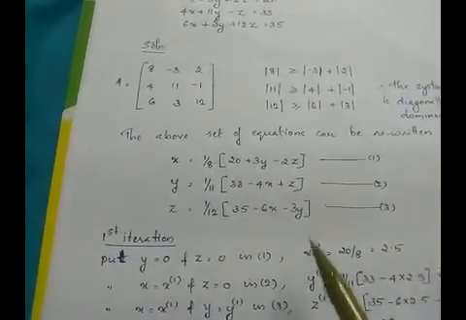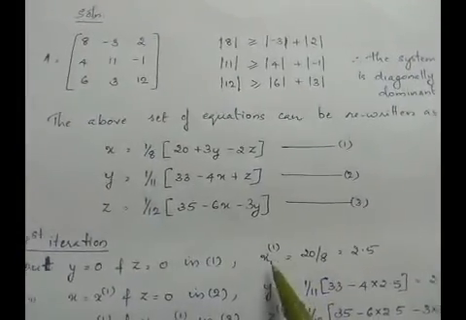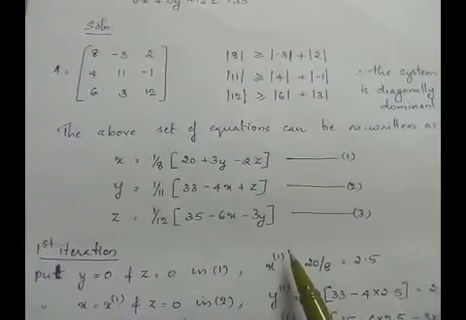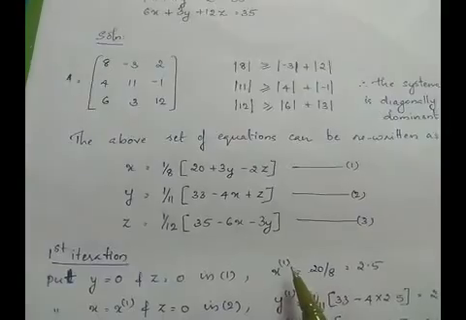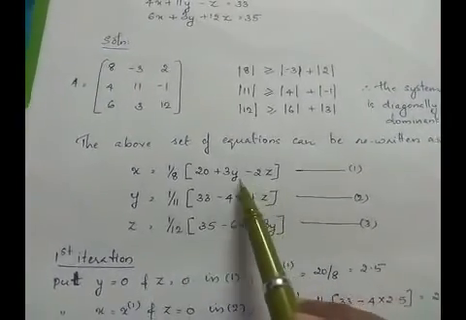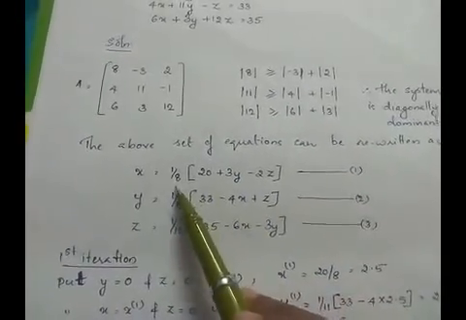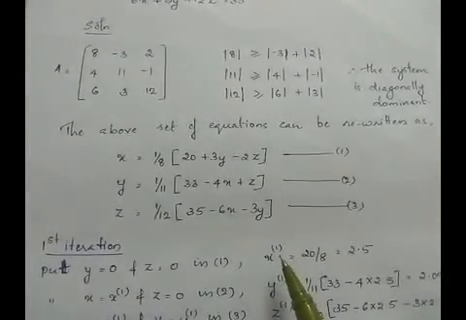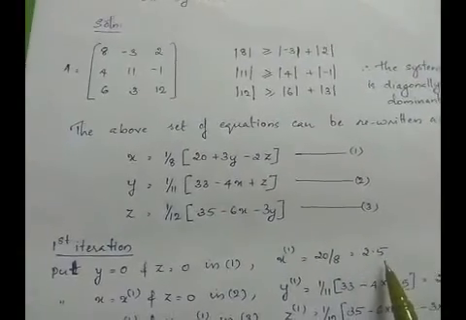By substituting 0 for y and z, we get the first iterative value for x, and it is represented by the notation x, and put a 1 as a suffix for x to show that it's an iterative value. So x is equal to, by substituting 0 for y and z, these two terms will go and we'll get just 20 by 8. That is how we got the first iterative value x1 equal to 20 by 8, which is 2.5.